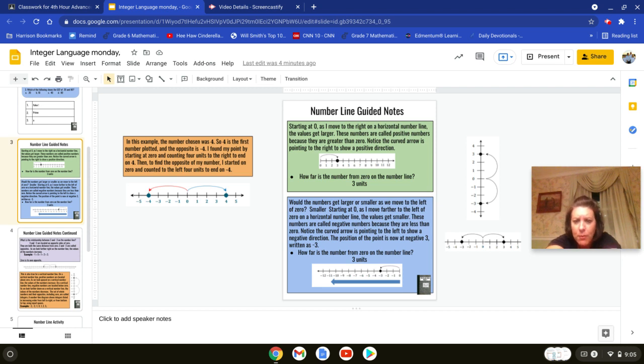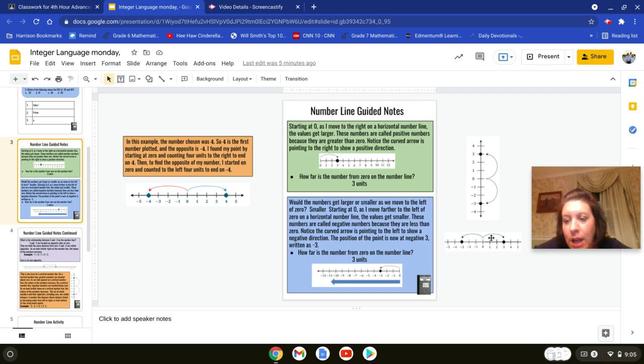Notice the curved arrow pointing to the left to show that negative direction. So the position of the point is now -3. How far is the number from 0? It's still 3 units from 0, but this time we're going to the left. And here you can see that 3 and -3 are considered opposites because 3 is going up 3 units and -3 is going down 3 units. They're the same space away from 0, but in different directions.